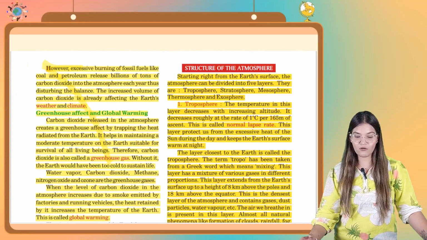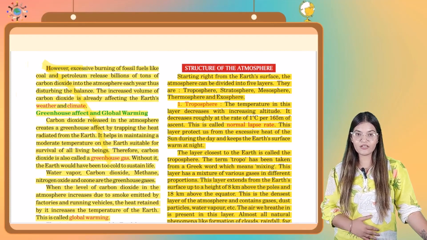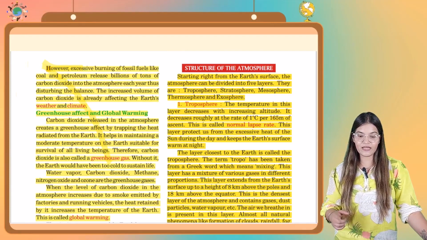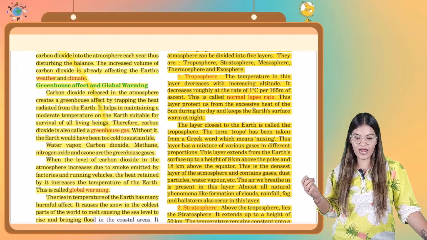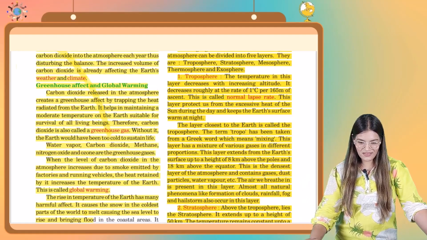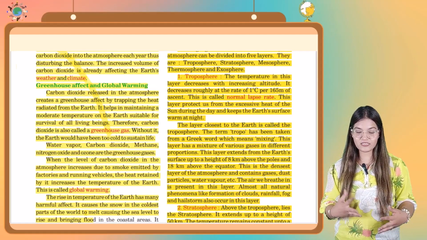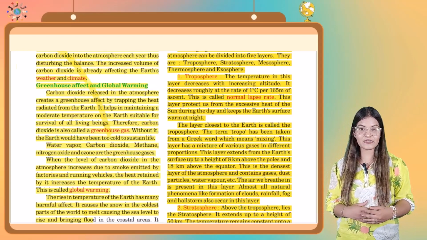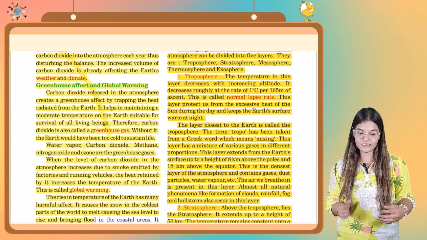We will study about the structure of the atmosphere. And they can be divided into 5 layers. They are troposphere, stratosphere, mesosphere, thermosphere and exosphere. First is troposphere. The temperature in the layer decreases with increasing altitude. It decreases roughly at the rate of 1 degree C per 165 meter.